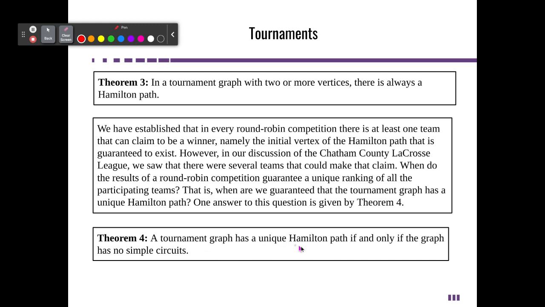A tournament graph has a unique Hamilton path if and only if the graph has no simple circuits. If we go back to simple circuits, no edge is repeated, and it begins and ends at the same place. So that's how we'll know that we have a unique winner: if we have a Hamilton path where there are no simple circuits also. So let's take a look at our next slide.